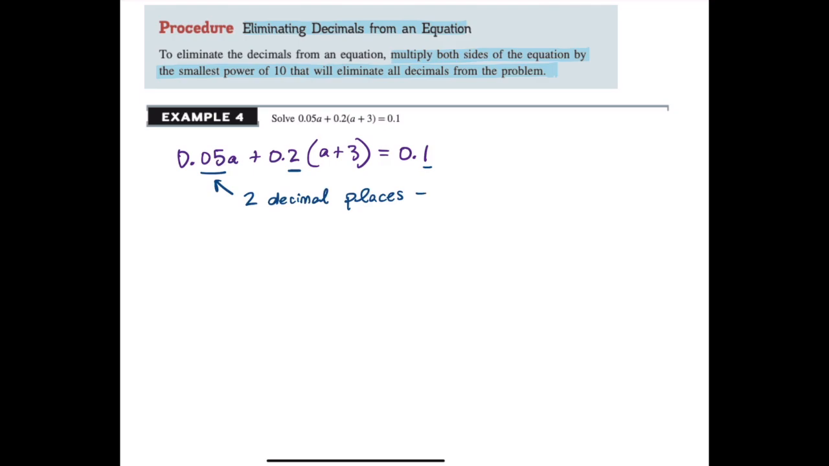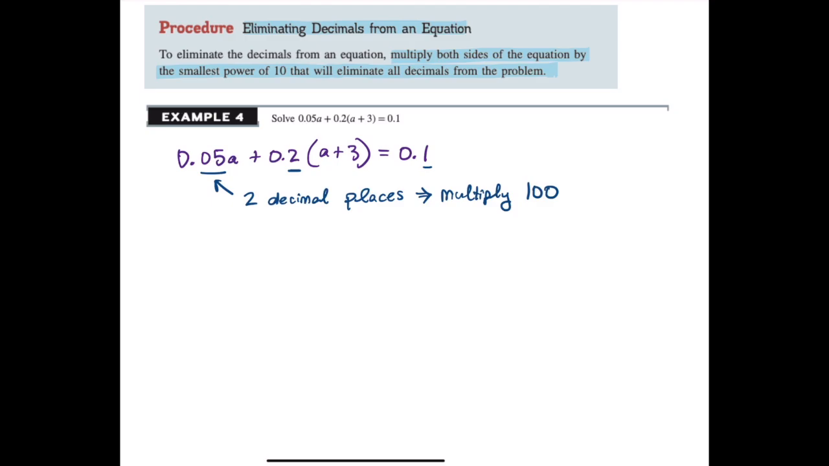So that means I would want to multiply everything by 100 because it has 2 zeros. That's essentially going to move the decimal over 2 places. If I have something like 0.05 times 100, it basically just moves this decimal place over. That would be multiplying by 10, multiplying by 100. It'll make it a 5. 0.05 times 100 will give you positive 5.